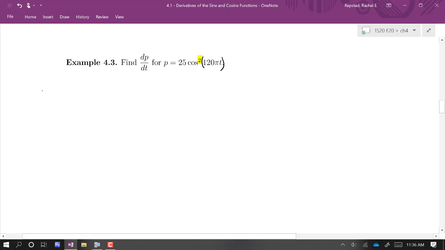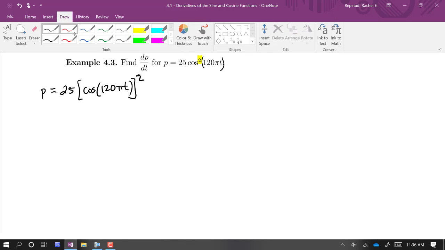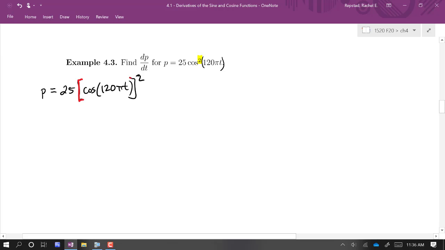So I'm going to rewrite this first. My function is p equals 25 times cosine 120 pi t, all squared. The reason I'm writing it this way is that it makes it easier for me to recognize its basic structure, which governs how I start taking the derivative. Yes, there's a cosine function, and at some point I'm going to be taking the derivative of cosine, but that's not its overall outer structure. The structure of this function is that I've got some stuff that I'm squaring. This is a power rule derivative, first and foremost.